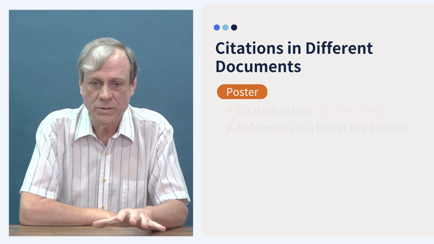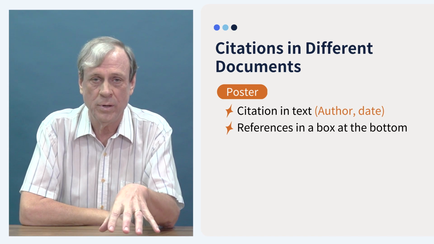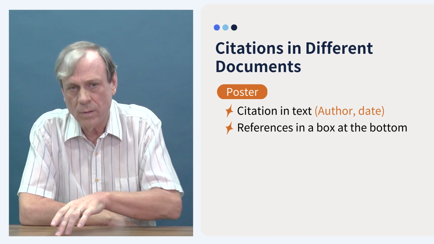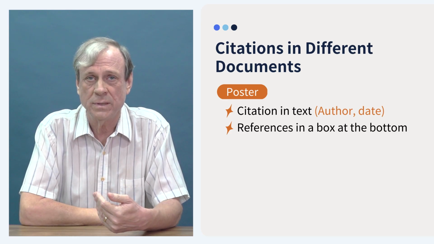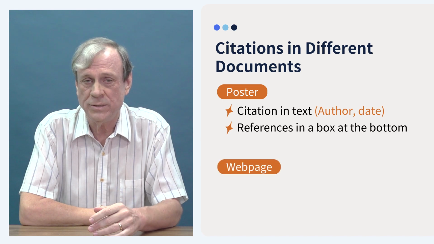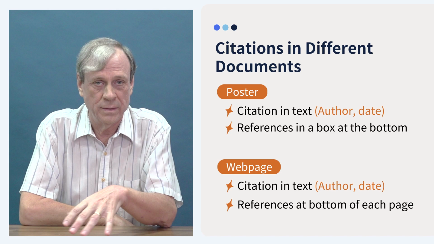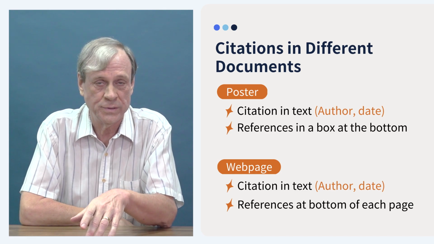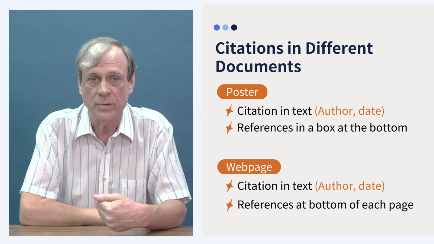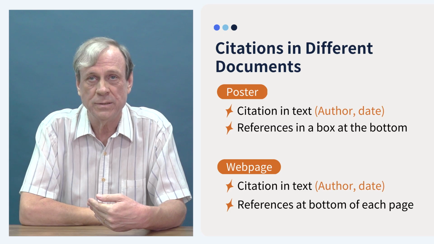And so on a poster, you'll have the citation in the text wherever it is on the poster, and then there's usually a little box down at the bottom that will list all of the references. And similarly with a web page, you would have the author date in the text, or perhaps a footnote mark, a 1 or a 2. And then down at the bottom, you would have the references at the bottom of that web page.